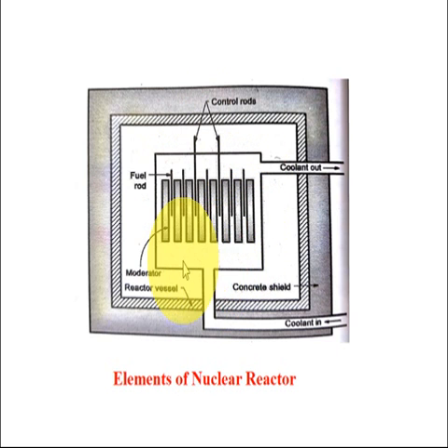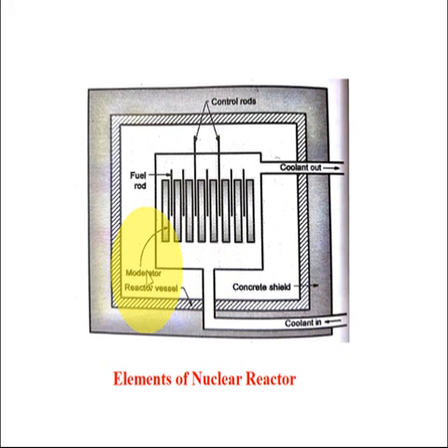Then it has coolant, which enters the reactor, absorbs the heat generated in the nuclear reaction, leaves the reactor, and enters a heat exchanger where it generates steam. So coolant is used to absorb heat, and the coolants used in nuclear reactors are light water and heavy water; gas and liquid metals are also used as coolant.